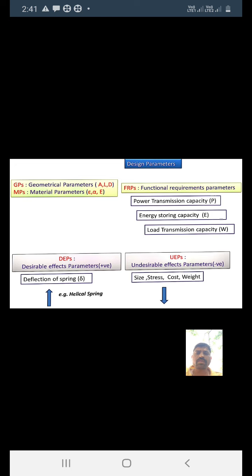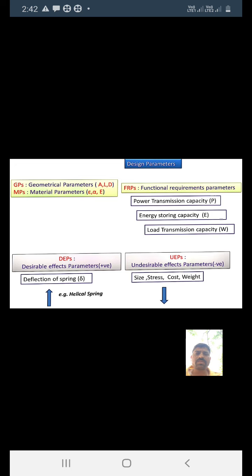There are three parameters: preliminary design equation, also called the primary design equation; subsidiary design equation, also called the secondary design equation; and third is the limit equation or constraint equation. These three equations are very important: PDE, SDE and LE. Also we have seen the design parameters, right?